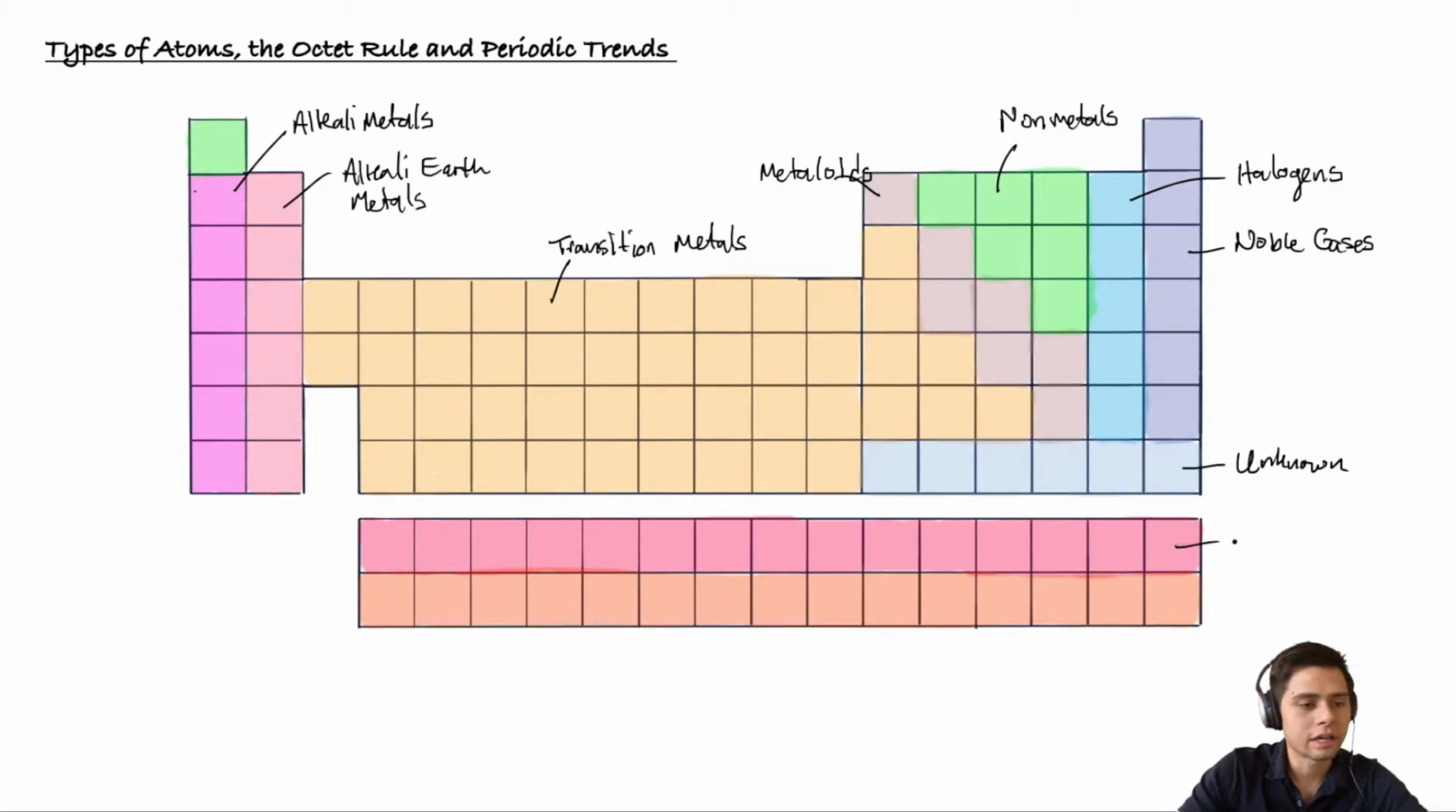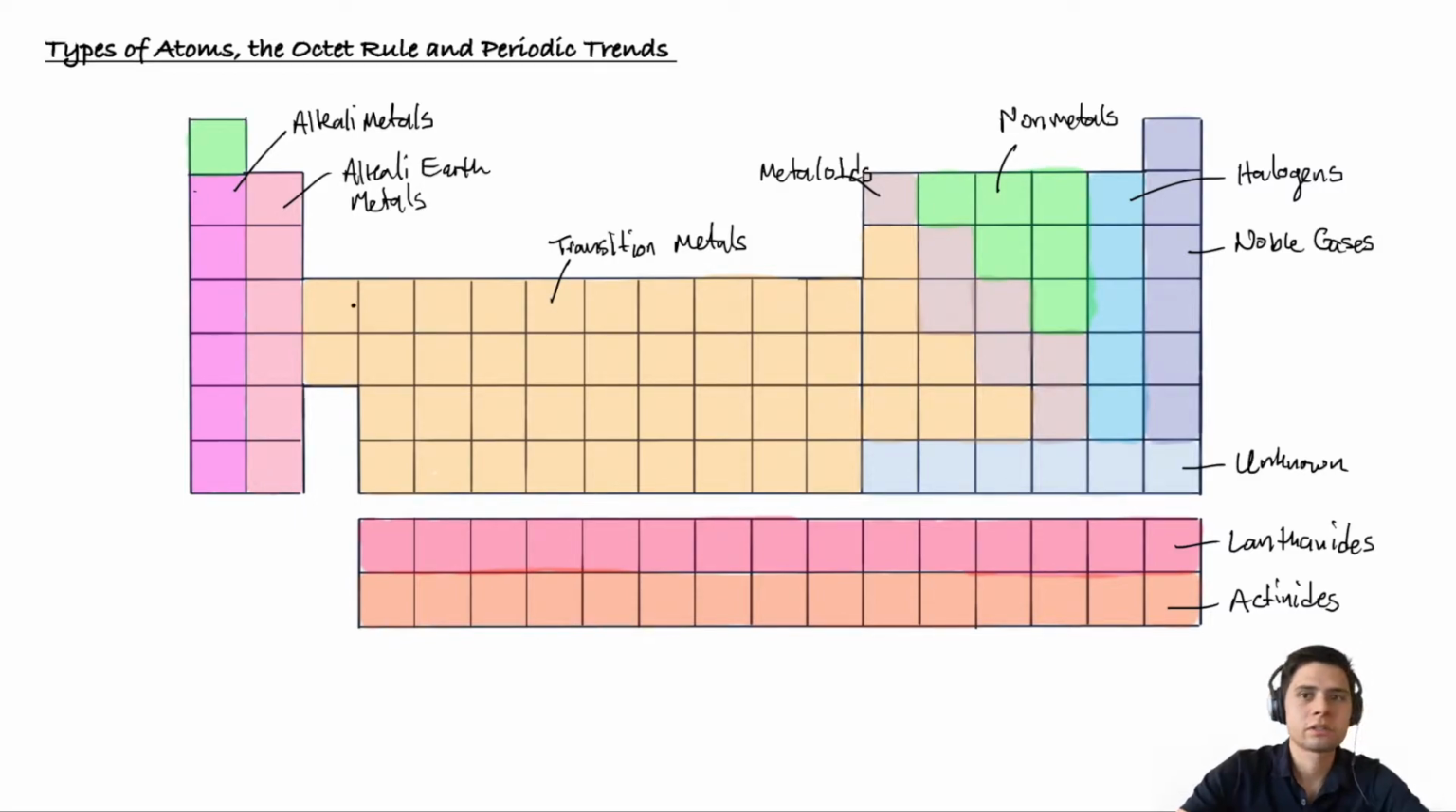These guys are the lanthanides, and these guys are the actinides. The lanthanides and actinides are the foundation of nuclear chemistry. Many of them are very unstable and will degenerate into more stable elements. This is where uranium lives. This chemistry here is nuclear chemistry, and we'll go over that as well in another playlist.